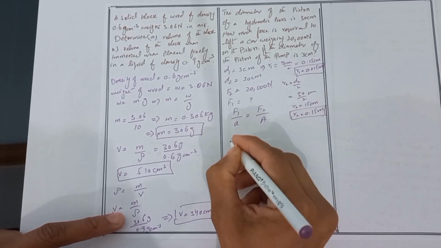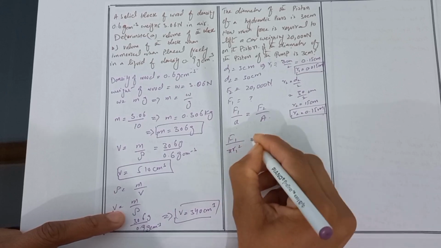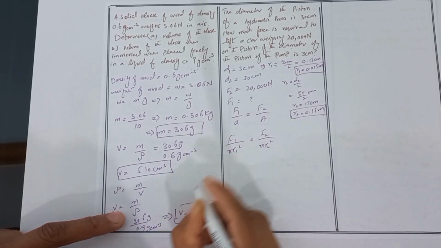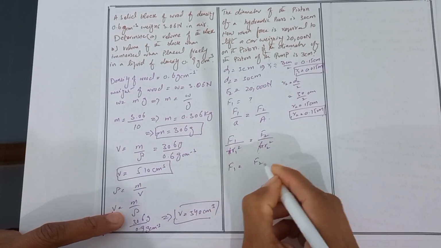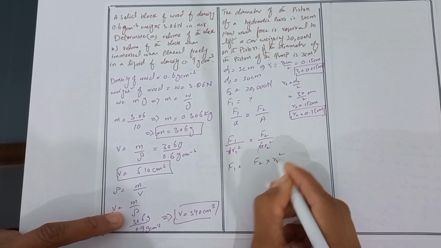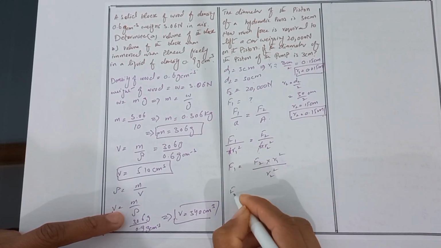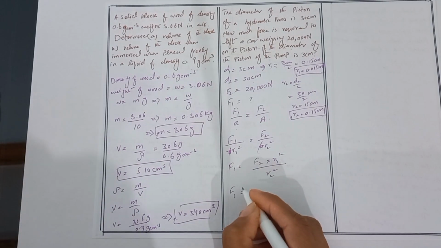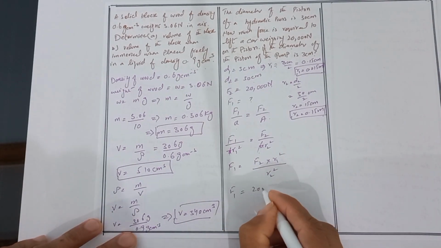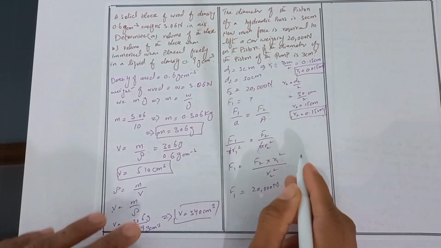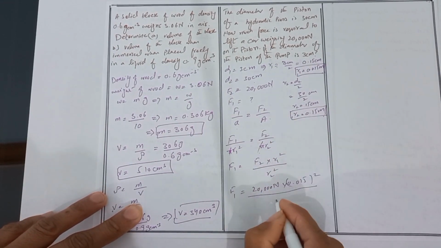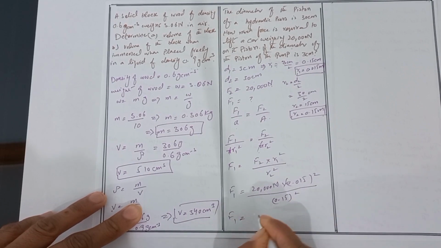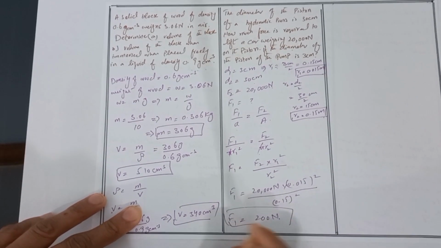So we can write the formula: F1 over pi R1 squared is equal to F2 over pi R2 squared. The pi cancels. We can write the formula: F1 is equal to F2 multiplied by R1 squared divided by R2 squared. F1 is equal to 20,000 Newton, that force is given, times R1, that is 0.015 squared, over R2, that is 0.15 squared. So F1 is equal to 200 Newton.